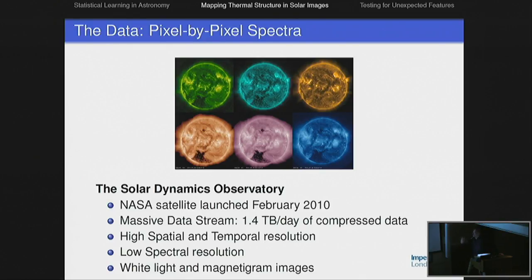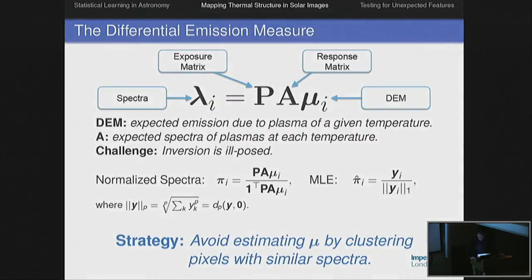And what we want to do is to go from these six or seven images of the sun in different color bands to being able to find regions of the sun that have similar thermodynamic activity. And the way that we're going to quantify that is via the emission measure, the DEM.